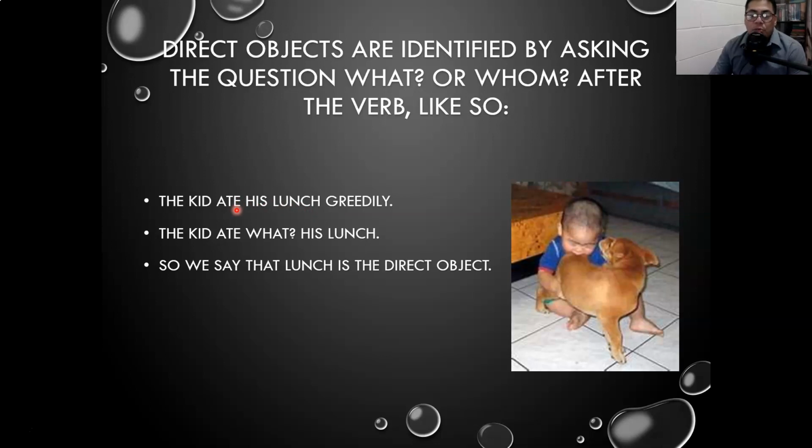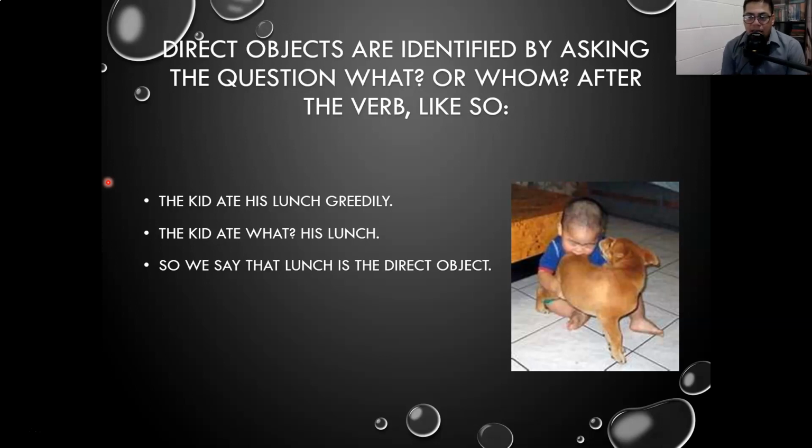If you ask it in some other place, you're going to get an answer, possibly, to that question, but it doesn't mean that that is the direct object. Let's see, here is the analysis. The kid ate what? He ate his lunch. So obviously lunch is the direct object. Teacher, what if it's more than one word? His lunch is two words. So we are going to classify the phrase as the direct object.